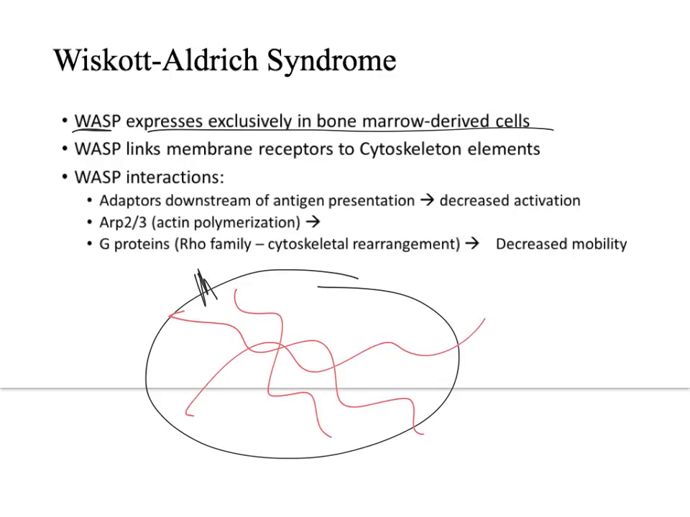So here what I've drawn for you is I have a surface receptor, I have a cytoskeleton in red, and then I have this Wiskott-Aldrich protein that will connect this surface protein to the cytoskeleton. Defect in Wiskott-Aldrich protein, you get no connection to the cytoskeleton from the surface molecule. So adapters downstream. So what happens?